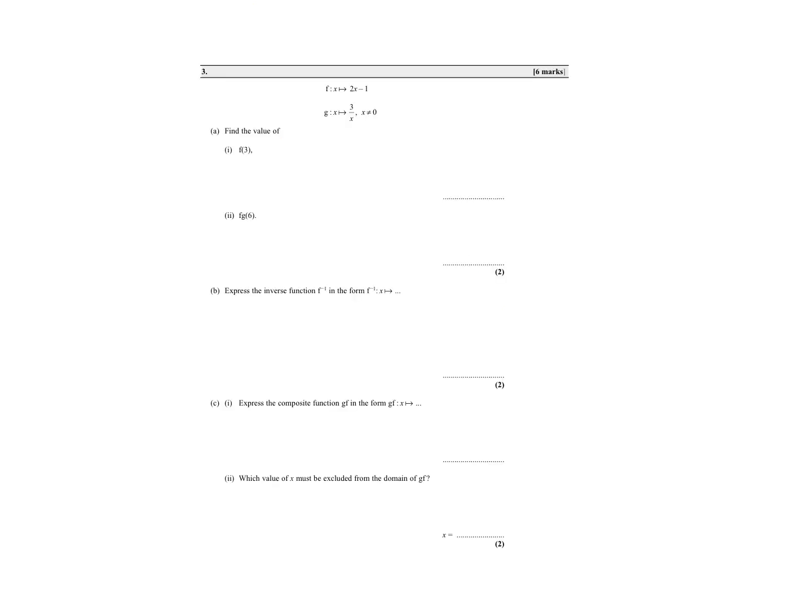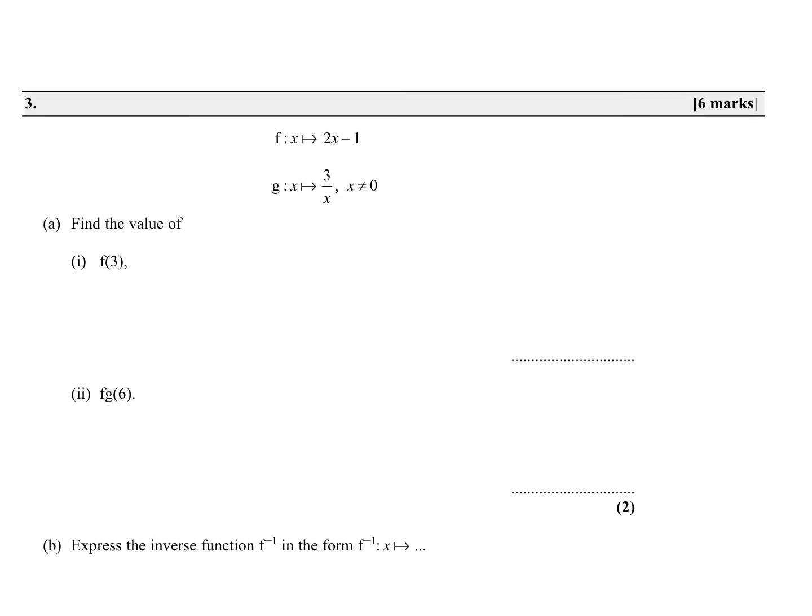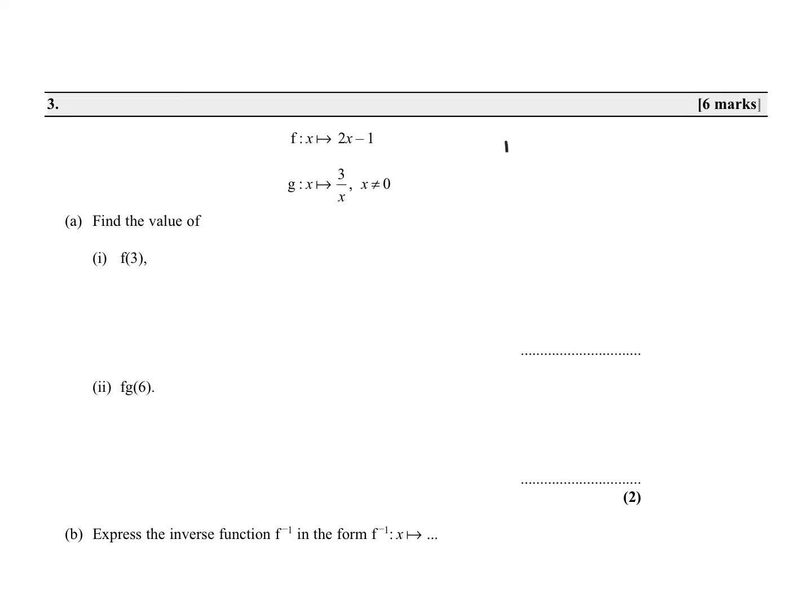Okay, here is question 3. Now, a lot of confusion I'm seeing in the classroom. f dot x is the same as writing f of x. It's just a different way of writing it, just like BRB is the same as be right back. So f of 3 equals 2 lots of 3 minus 1. 6 minus 1, 5.